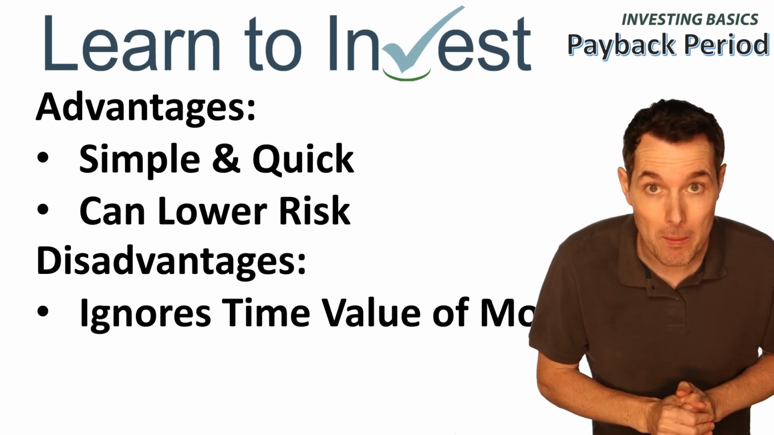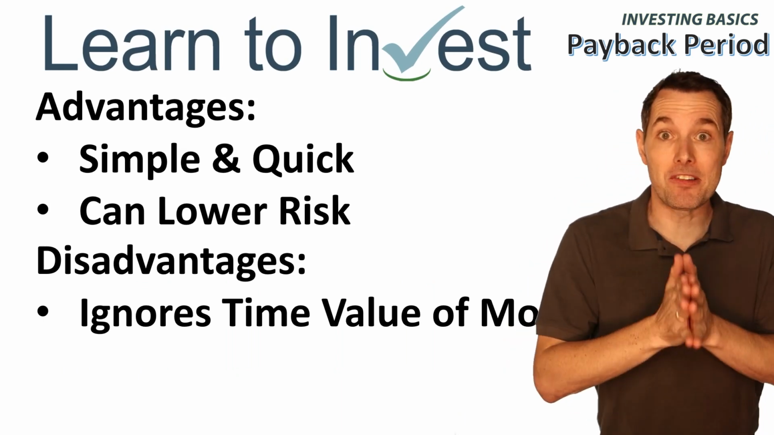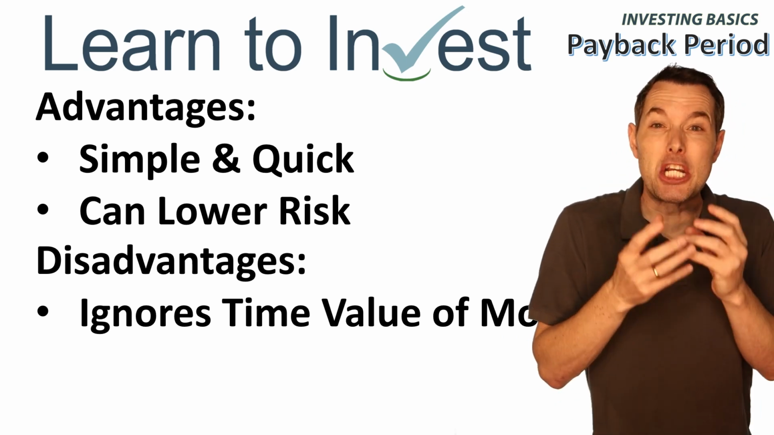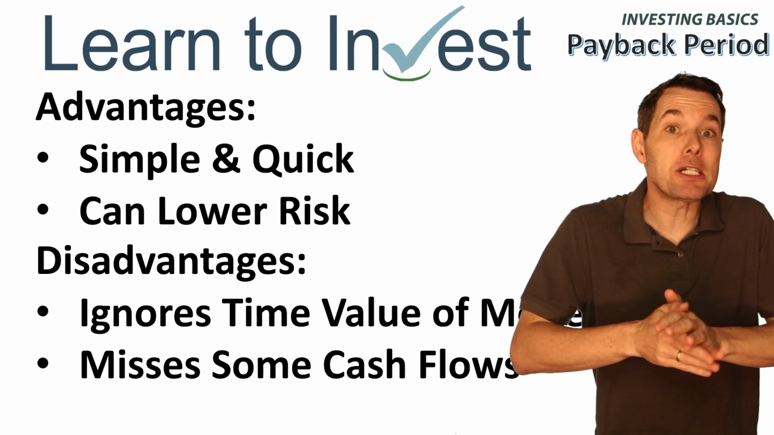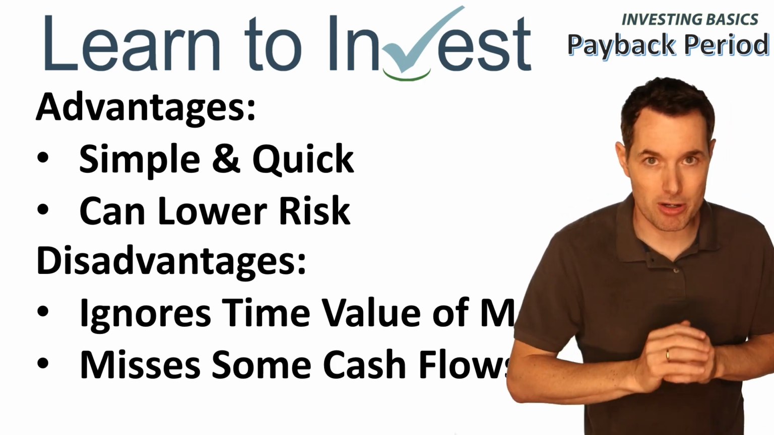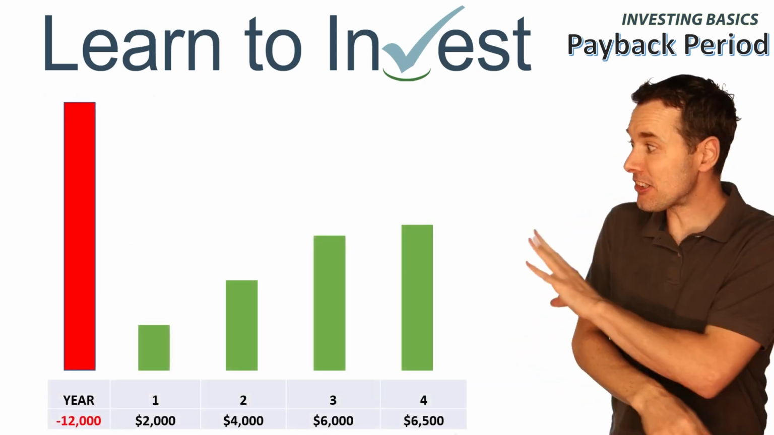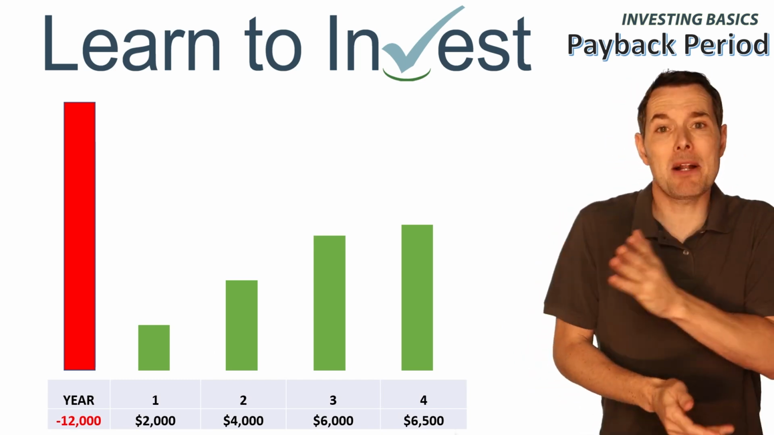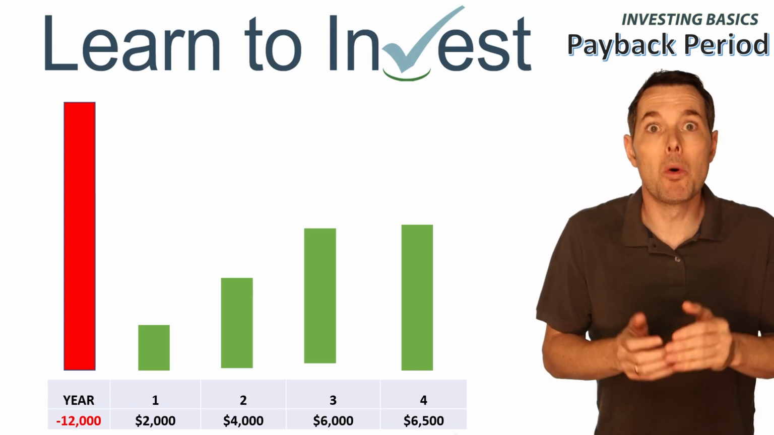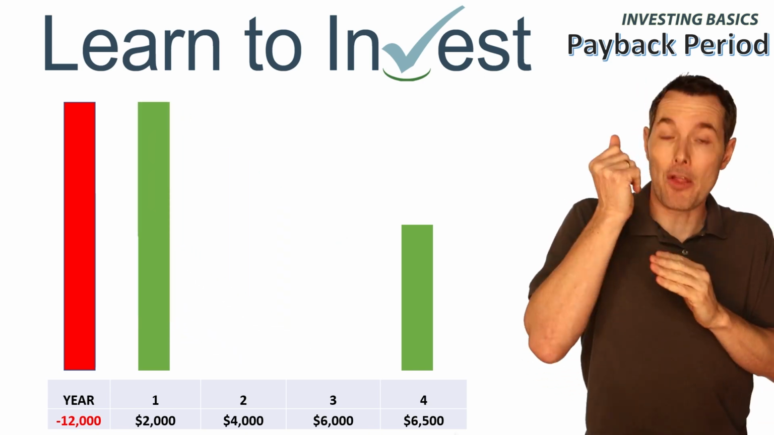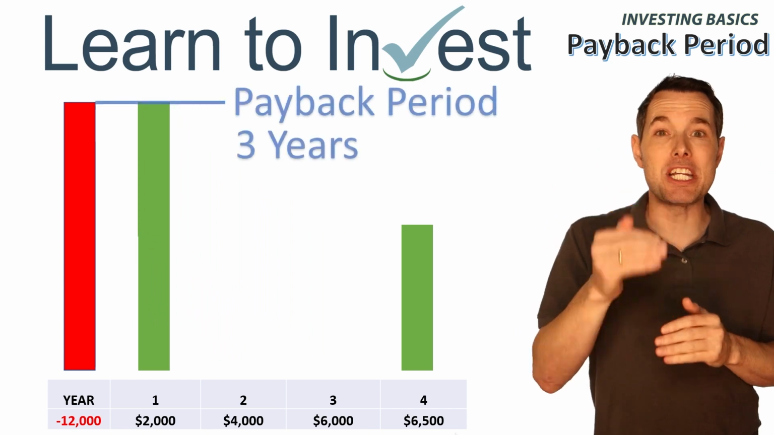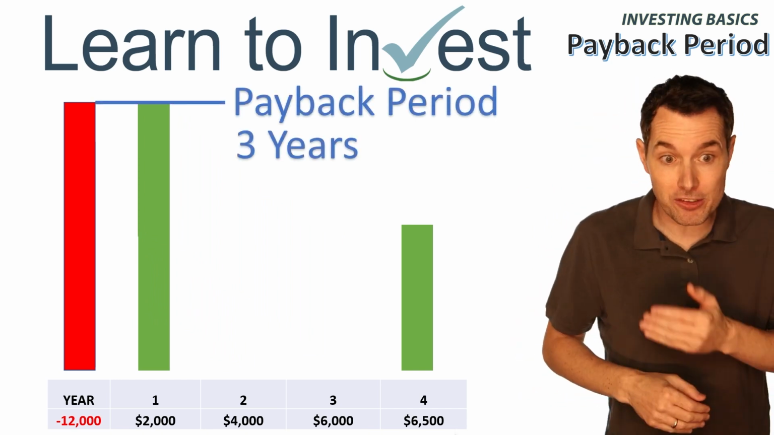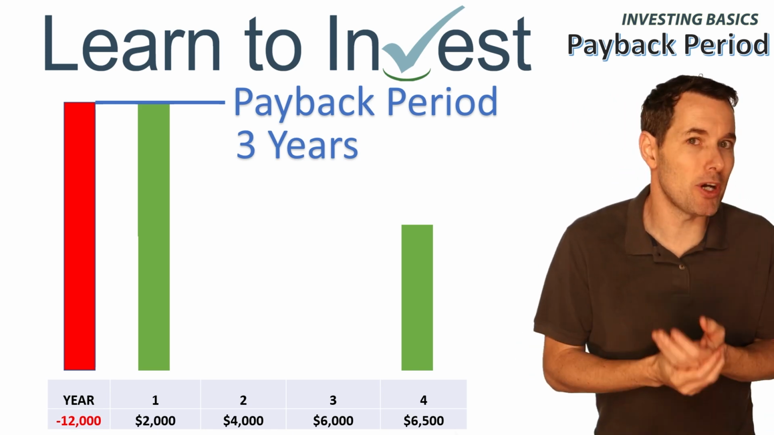Okay, on to our next disadvantage, and this is another big one. This one is that the payback period ignores some cash flows. It skips them altogether. Let me illustrate real quick once again. This is going back to our very first example. And we saw in our first example that if we add up the numbers going in time order, our payback period is exactly 3 years long. But clearly this ignores this fourth year here. This fourth year, they're bringing in $6,500.